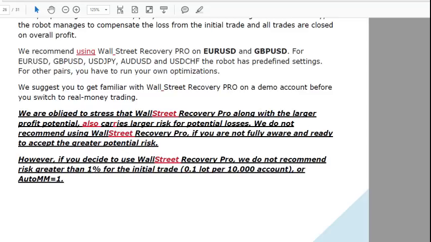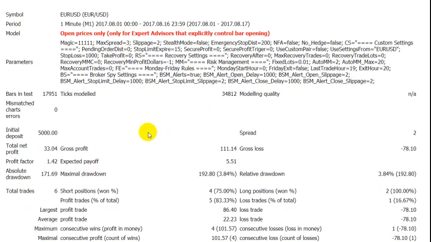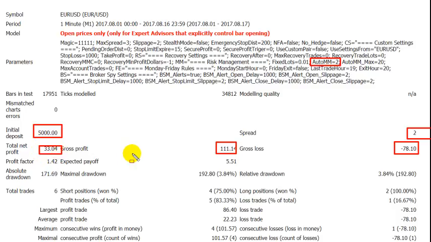Let's take a look at how these ones did. As you can see, this one was a little bit better. I did not stick to the 1%. I actually used 2%, and it's a smaller trading account too. Spread cost is 2. Our gross profit was 111, gross loss 78, with a total net profit of $33.